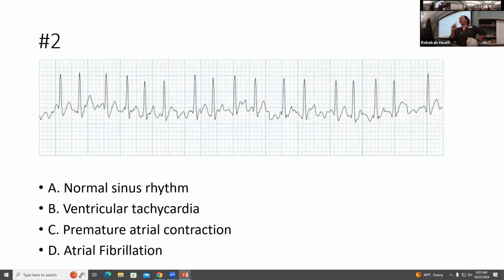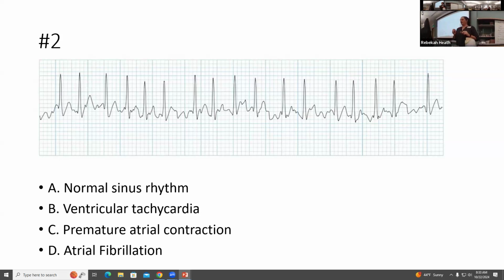Okay, this one does not have the answer on it. So let's follow the steps. What's the first thing we're going to look at? If it's regular or not. Is this regular? No, it's irregular. Really quick, let's look at the QRS complexes. I think that's helpful. Are they nice and narrow or are they wide? They're narrow. So where is this impulse coming from? It's somewhere up in the atrium, on the top.